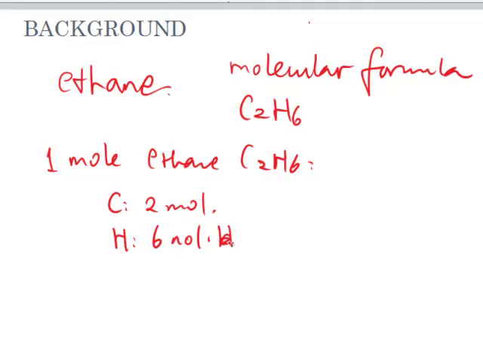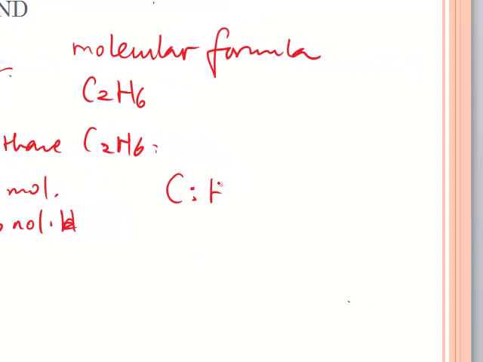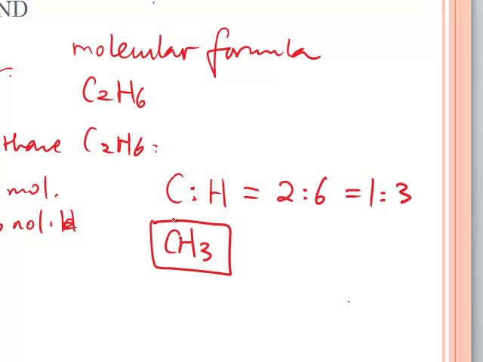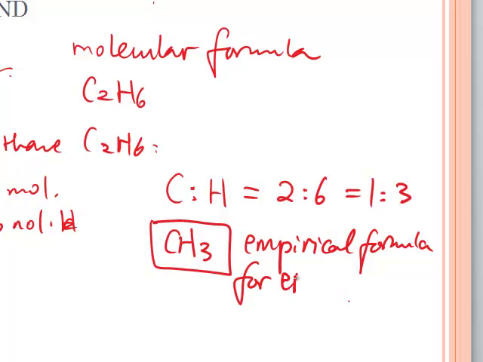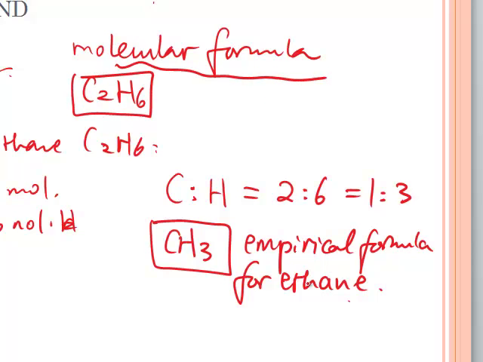And also we talked about the empirical formula. Remember, the empirical formula is the simplest whole-number ratio. If you ratio this 2 to 6, you will have 1 to 3. So in essence, if you calculate from the percent mass, the empirical formula for this should come out as CH3. This one is the empirical formula for ethane. But that's not exactly matching up with the molecular formula.